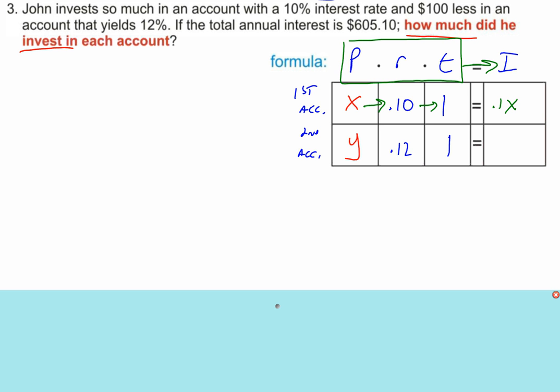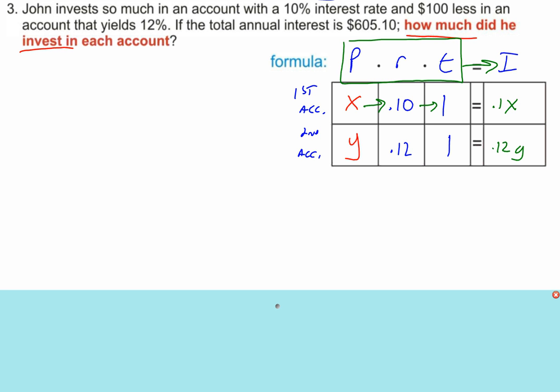And look, we got an equation. And again, this is why I keep the equal sign in my chart, to help trigger my memory to do that. So now it's easy. What would the second one be? Yeah, 0.12y, right? Okay. Chart's done. Cool.